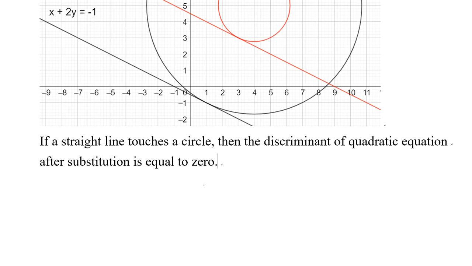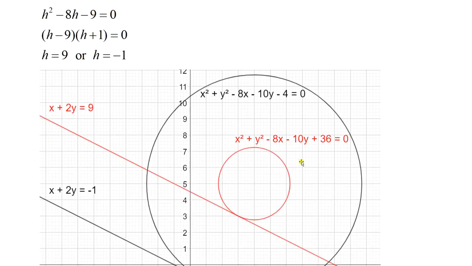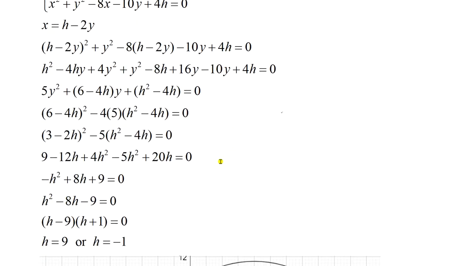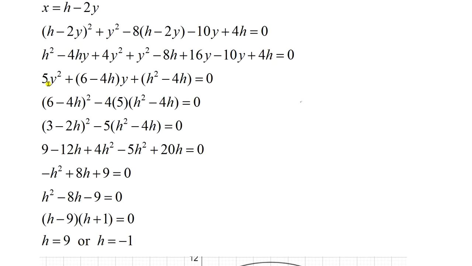Okay, usually we use the equation of the straight line and substitute it into the equation of the circle. And one more point: when you get this quadratic equation 5y squared plus (6 minus 4h) times y plus 4h squared minus 4h equals 0, the variable is y and the constant is h. What is the geometric meaning of solving this quadratic equation? That is, you are solving for the y coordinate of the intersecting point.